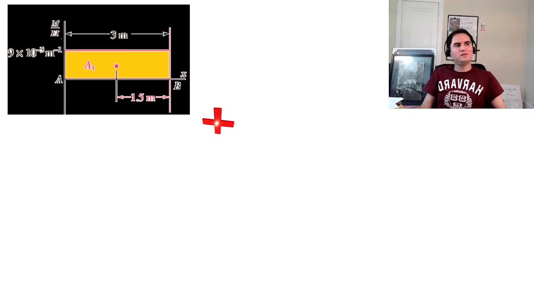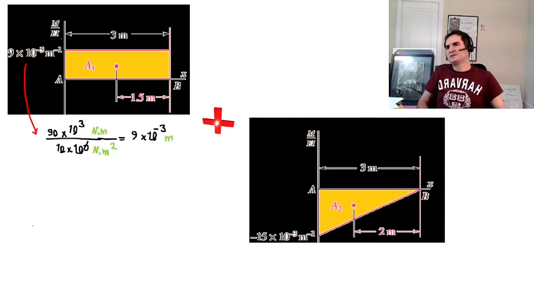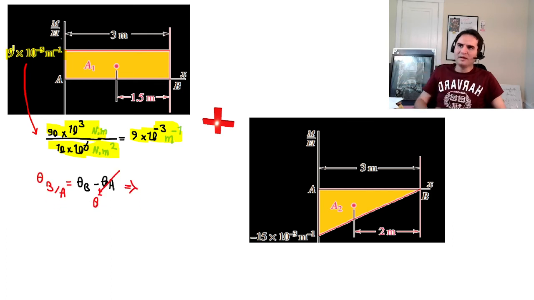And that was the moment diagram. If we draw the moment over EI, we simply divide the moment by the EI provided in the problem statement. If you simply divide that, it gives you 9 times 10 to the negative 3, 1 over meter. So that's the number we have here.